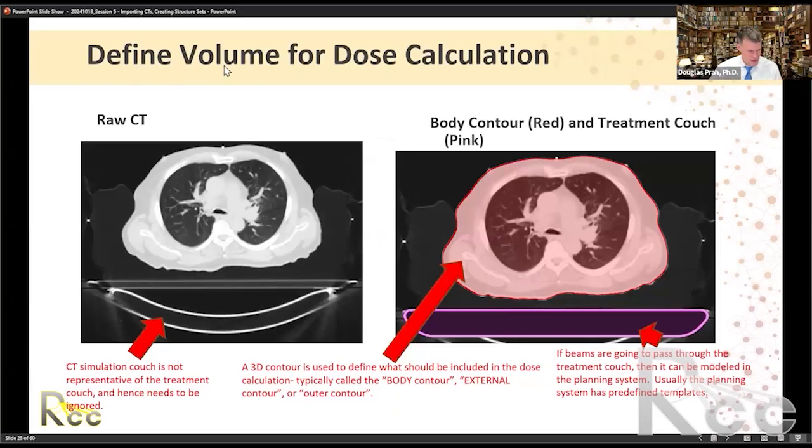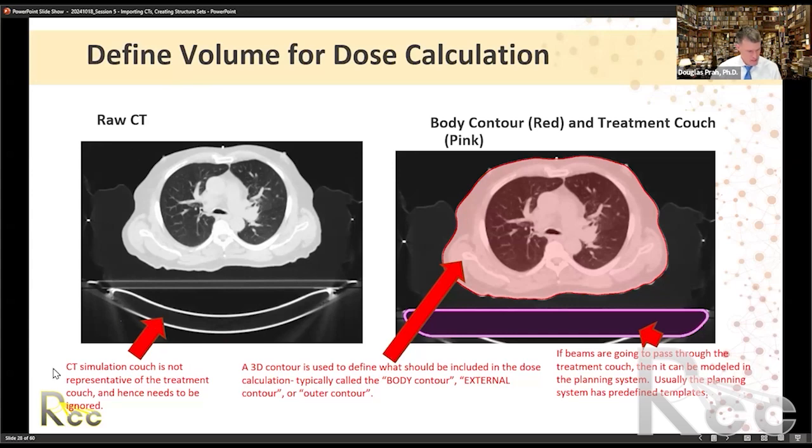First of all, the first thing that we need to do is define a volume that the system's going to use for the dose calculation. What you see here is a thoracic patient, and you can see this is a back fix on the side here. You can see the CT couch here.